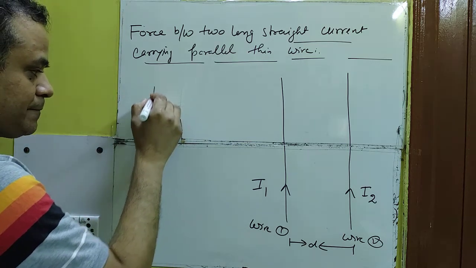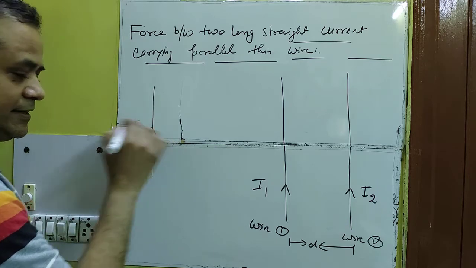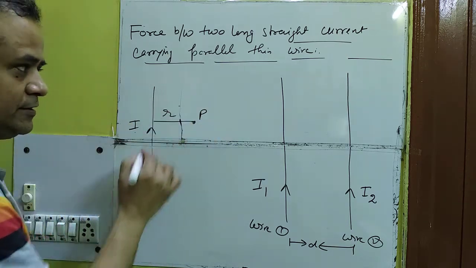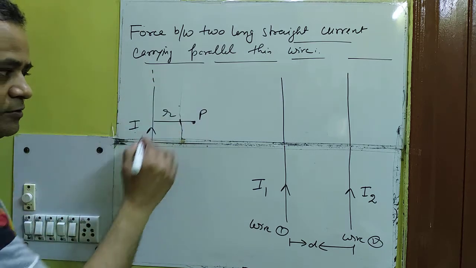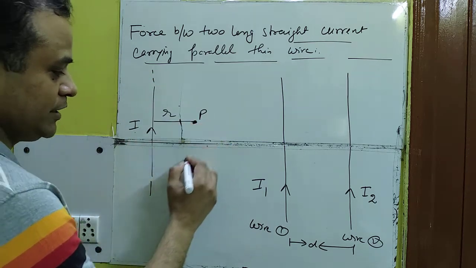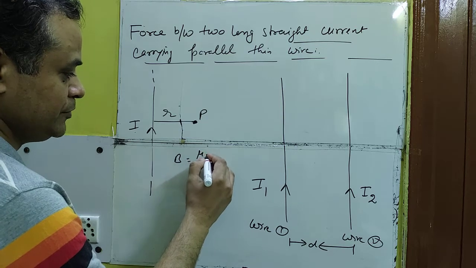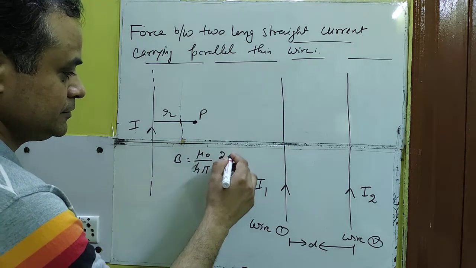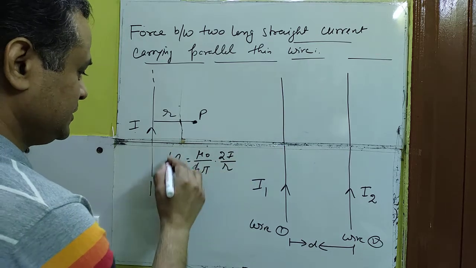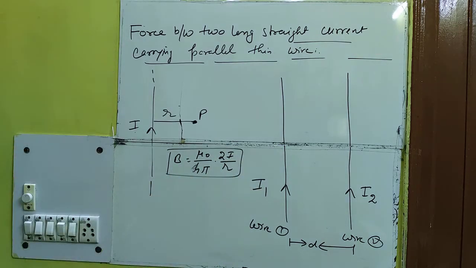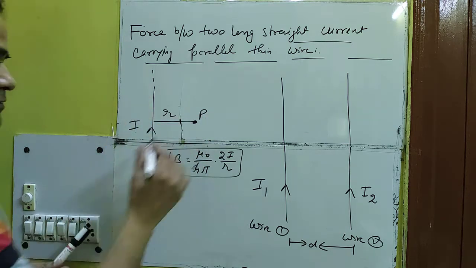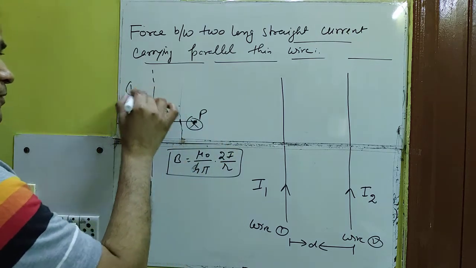Children, we know that if a wire carries a current I and there is any point P whose distance is r, and this wire is infinitely long, then the magnetic field at this point is mu naught upon 4 pi into 2I by r. This is the strength of the magnetic field at the point P, and the direction of the magnetic field is inward. So this one is concept number 1.